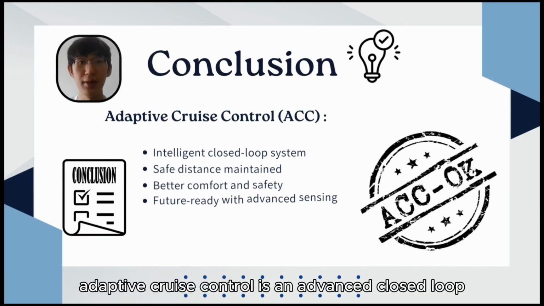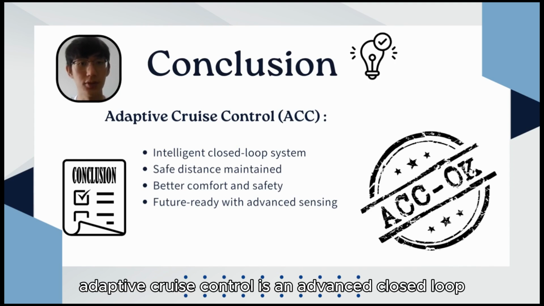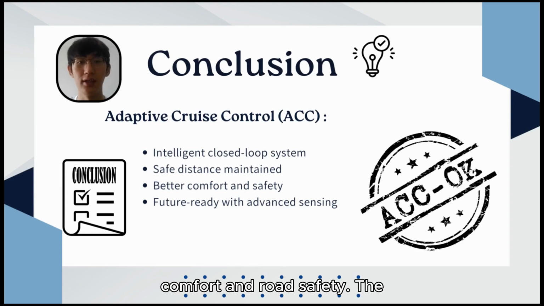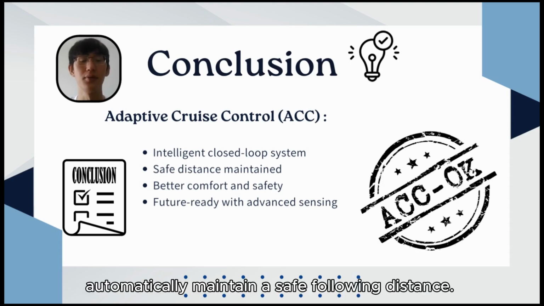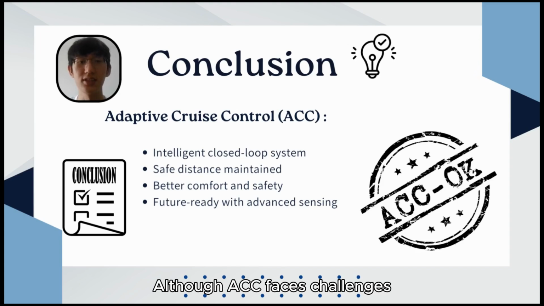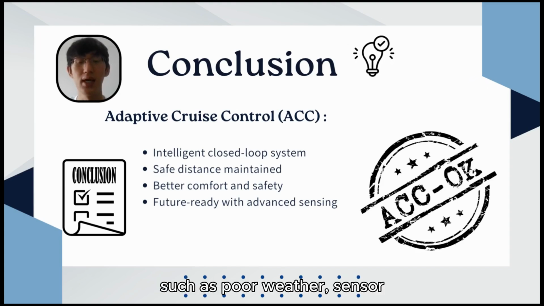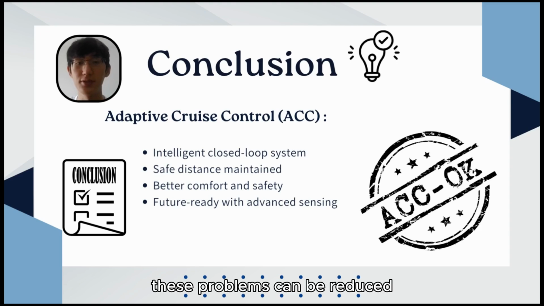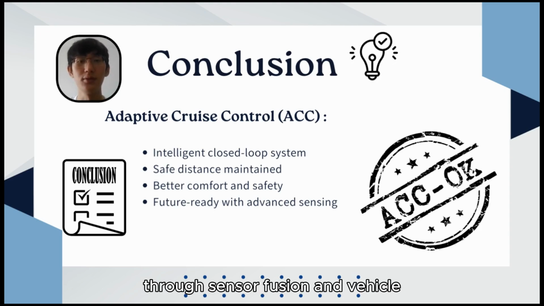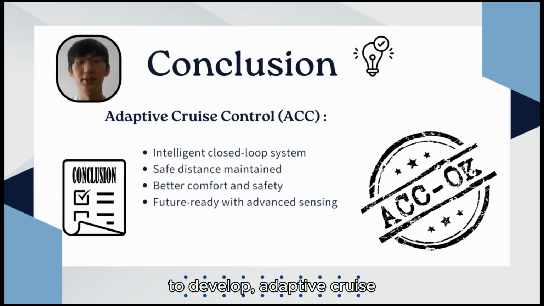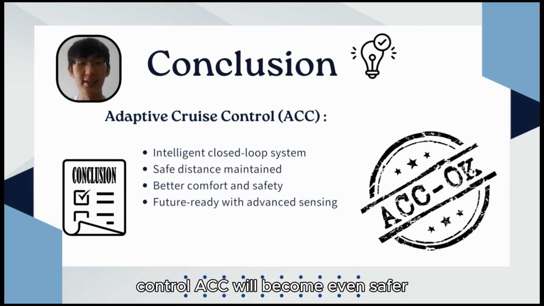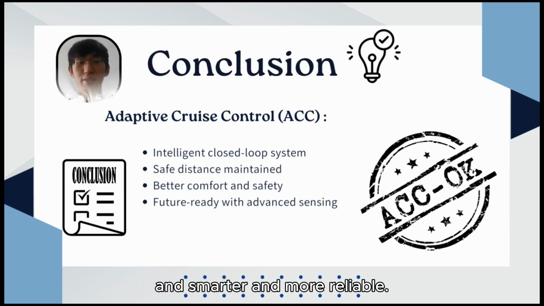In conclusion, adaptive cruise control is an advanced closed-loop control system that improves both driving comfort and road safety. The system uses a radar sensor, a controller, actuators, and feedback to automatically maintain a safe following distance. Although ACC faces challenges such as poor weather, sensor blockage, and limited object detection, these problems can be reduced through sensor fusion and vehicle to vehicle communication. As autonomous driving technology continues to develop, adaptive cruise control, ACC, will become even safer, smarter, and more reliable.